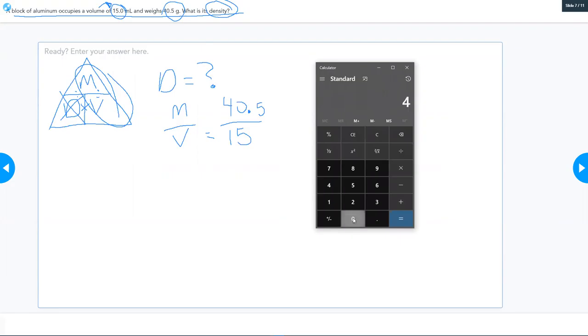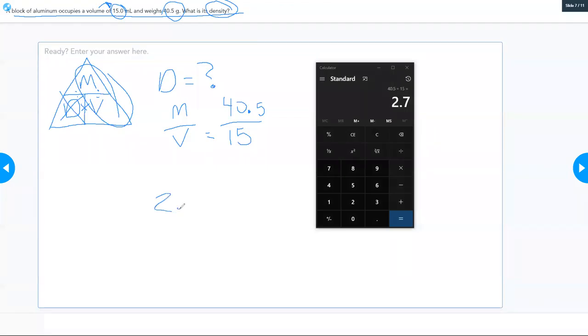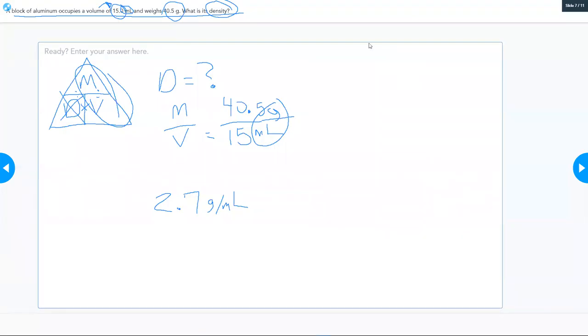So you type in 40.5, and as you know, that line means division, divided by 15, equals. And then you got your answer. So your answer is 2.7. Now, if you're wanting to do the units, you can see here that the 15 has an mL beside it, and that the 40.5 has a g. All you do is circle those units, and then it's g per mL. Okay, let's clear this out and do the next example.